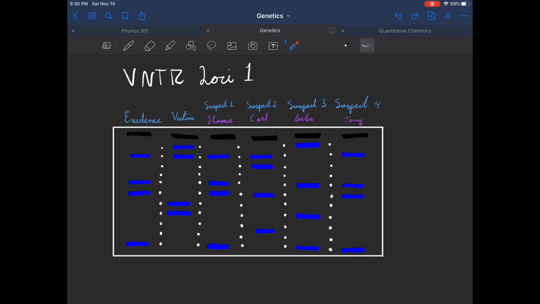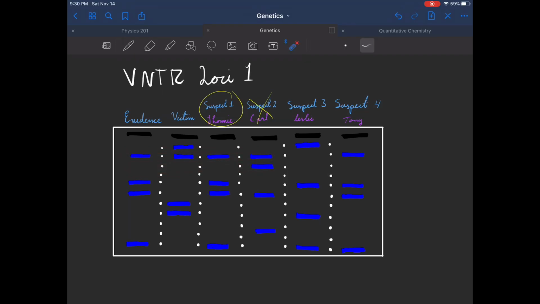So first we have Johnny. He matches on the first segment of DNA, the third and fourth segments of DNA, and the last one. So Johnny could be a potential murderer. Then we have Carl. He matches on the first one, but the second one doesn't really match, so we can rule him out.